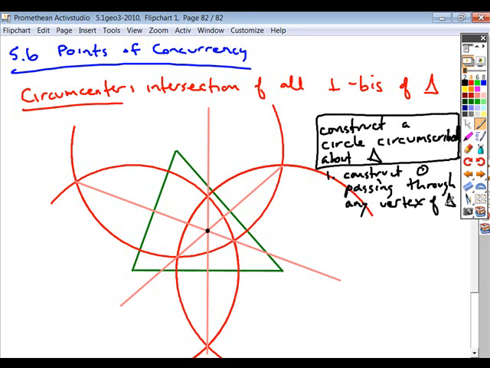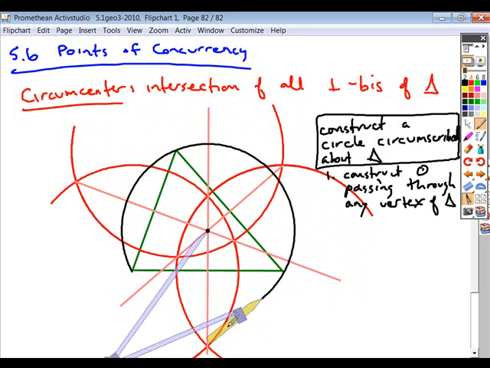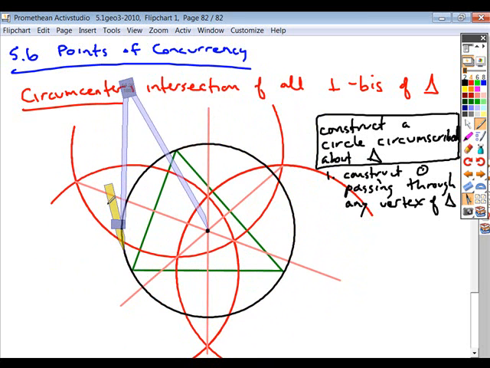Okay, so if you know that this circumcenter is the center of your circle, simply take your compass, place the compass tip at that center point, and measure the distance to any vertex. It doesn't matter which one, because if you've found the right point, when you construct this circle, it should pass through all three of these vertices. Okay. So again, I confirmed this is the circumscribed circle.